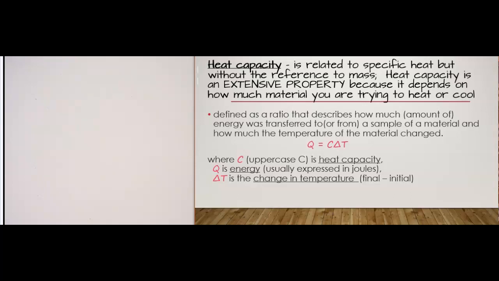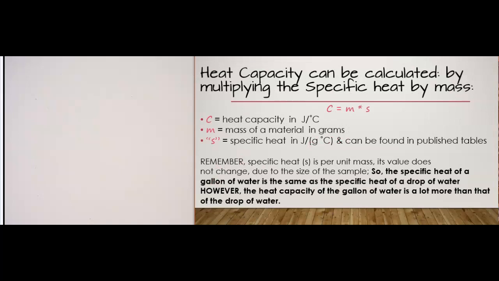Let me show you the formula for heat capacity. It can be calculated by simply multiplying the specific heat by the mass. In other words, if I have a specific heat of 2 and I have 4 grams, the heat capacity is going to be 8. It's that simple.